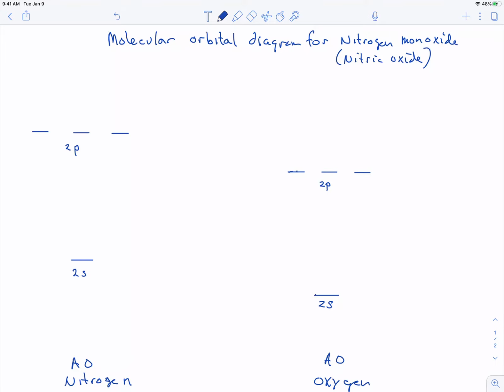We are now going to draw the molecular orbital diagram for nitrogen monoxide, which is heteronuclear. So heteronuclear means two different nuclei, nitrogen and oxygen. So there's going to be some differences from when we draw with homonuclear. So first of all, this has 11 electrons.